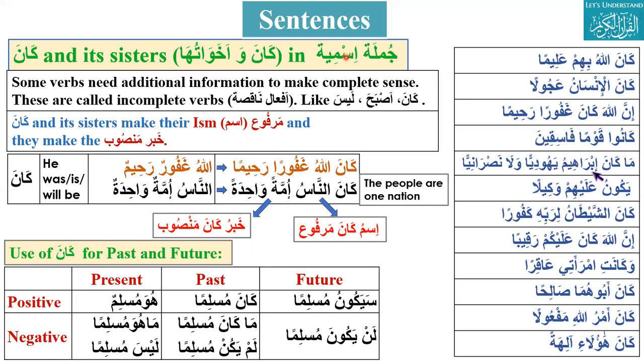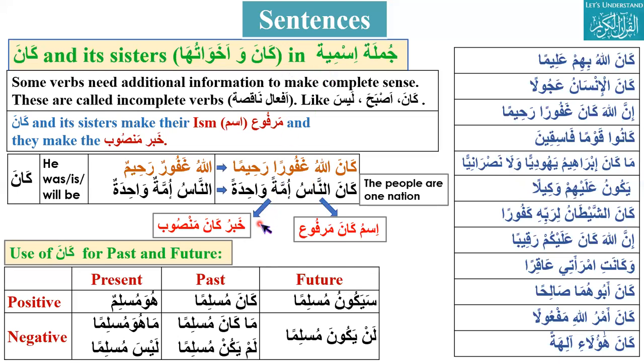Okay, thank you. So Dr. Iqbal Shahid, please. Iqbal Bhai is not there. Walaikum assalam. This one: ما كان إبراهيم يهوديا ولا نصرانيا. Okay, can you please explain about Kana? So this Kana is making the khabar, which is Yahudiyan and Nasraniyan, change from marfu to mansoob. And what is Ismu Kana here? Ismu Kana is Ibrahim. So Ibrahim is marfu. Can you please translate it? Ibrahim was neither a Jew nor a Christian. Yeah, thank you.